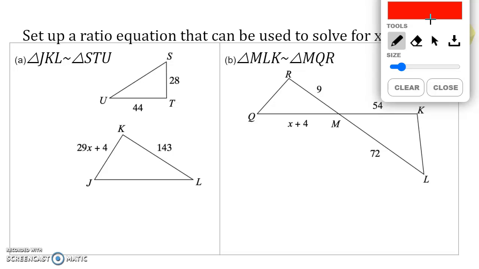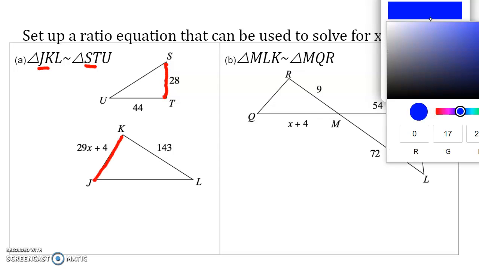Okay, so we have ST. Where is ST? ST is the first two letters. Then what is the corresponding side? JK. JK, they correspond to each other. And let's do the other side. We know that UT. UT is these two, the last two. That means it corresponds to KL. KL, right there. Okay, so now we can set up the ratios.